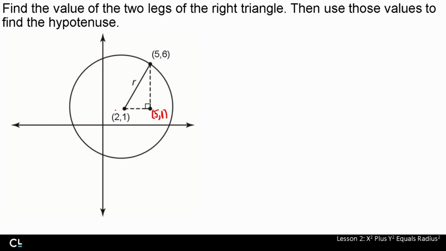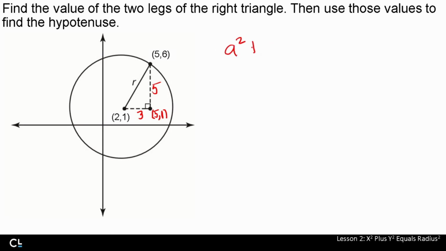So now, between these two points, what's different? My 2 and my 5, right? That's our horizontal change. It goes from 2 to 5. What's the difference there? Once again, it's 3. And then here, we go from 1 all the way up to 6. Right? So what's the change here? That is 5, right?